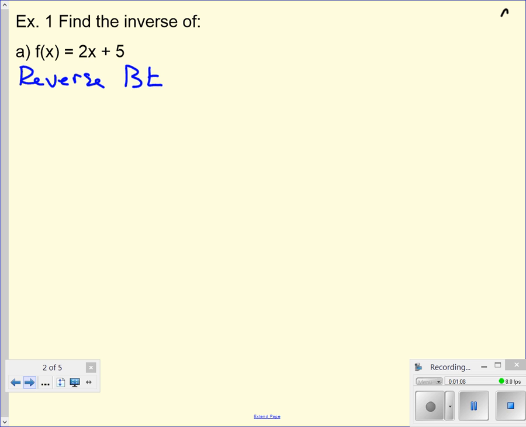BEDMAS. BEDMAS is our order of operations. So this is essentially what I call SAMDEB. It's the opposite of what we usually do. So we look at our function 2x plus 5 and we go in the opposite order of operations.